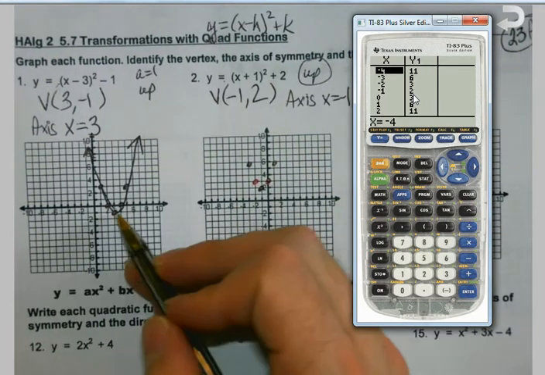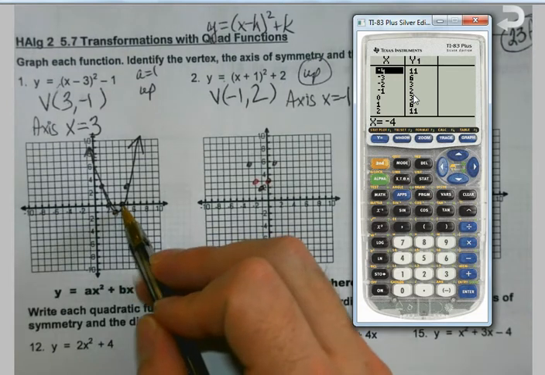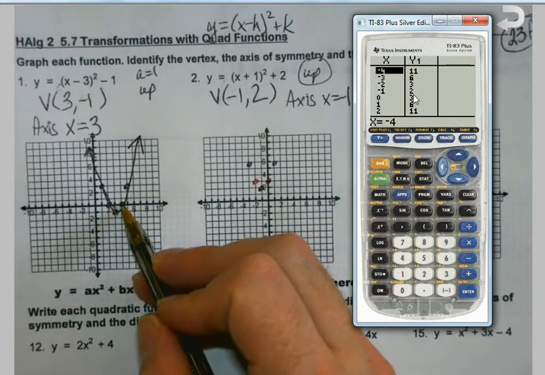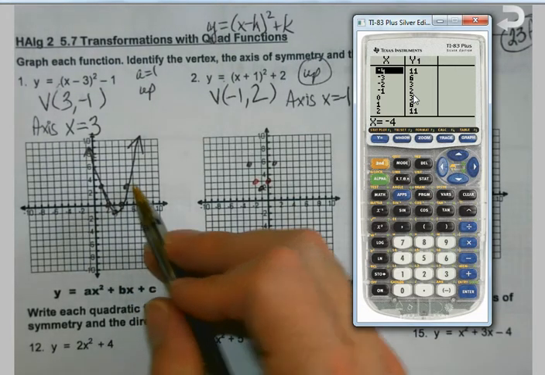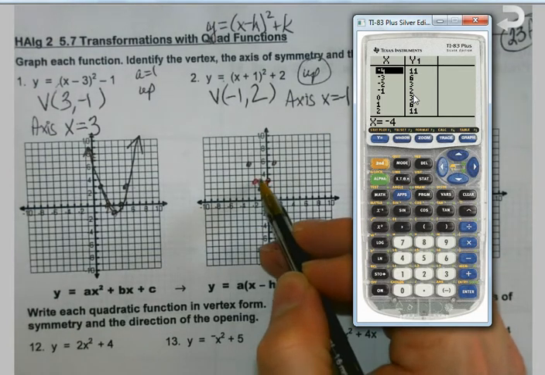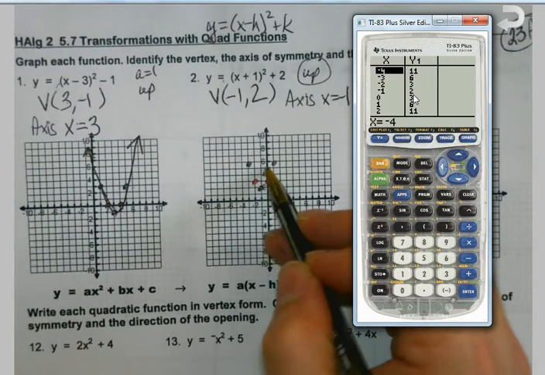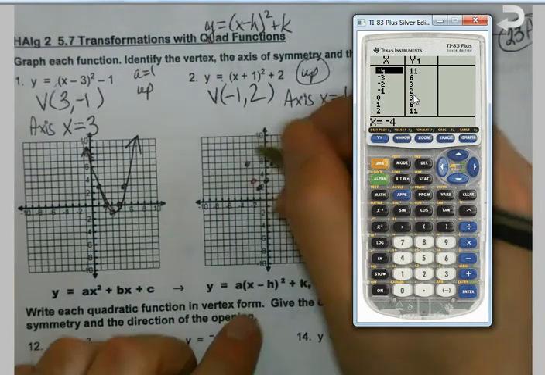Let's check this out. My first one, up 1 and over 1, okay. And then my next one went up 3 and over 1. Let's see if that happens again. Up and over 1, up 3 and over 1. Oh, okay, there is a pattern to this.